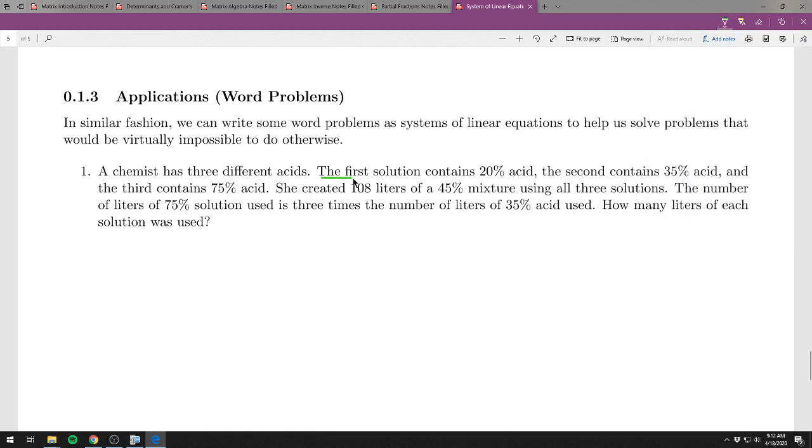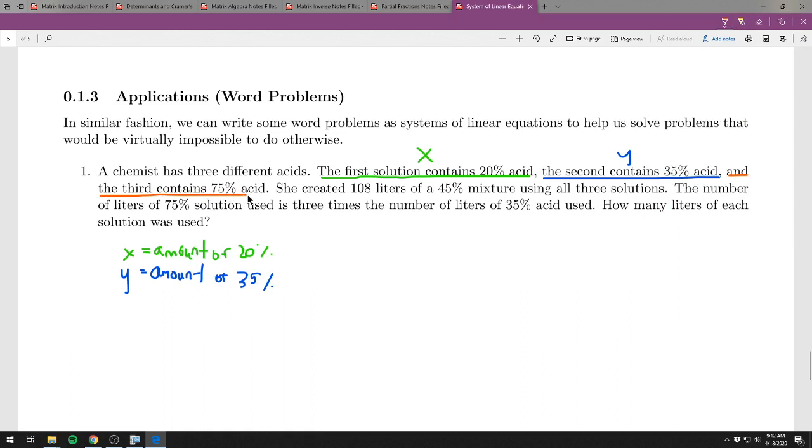All right, so what this is telling you here is really giving you your 3 variables. I'm going to call X the amount of the 20%. I'm going to call Y the amount of the 35%. And I'm going to call Z the amount of the 75%. I'm just giving everything a name. Okay, so we've got all our 3 things labeled.